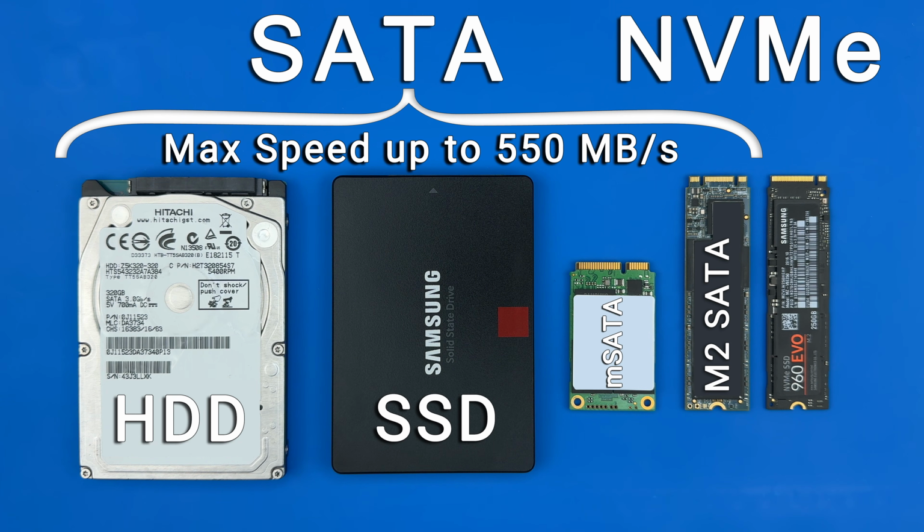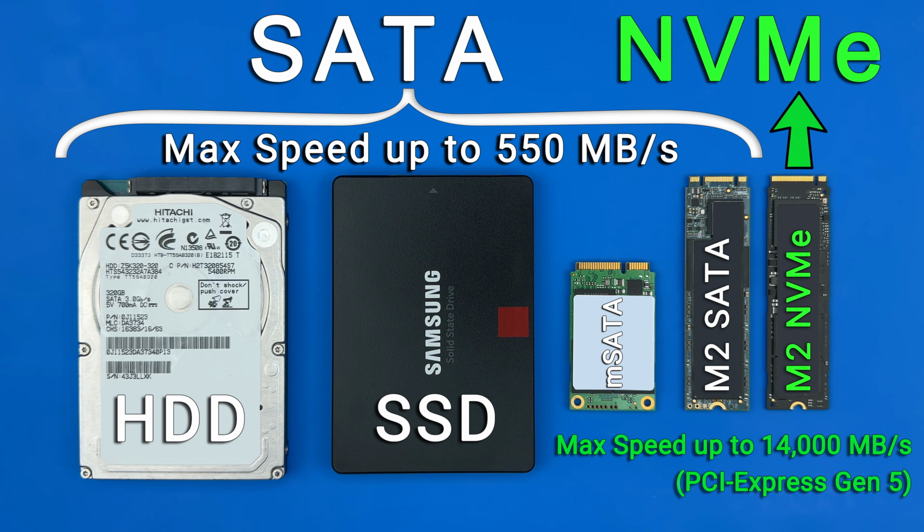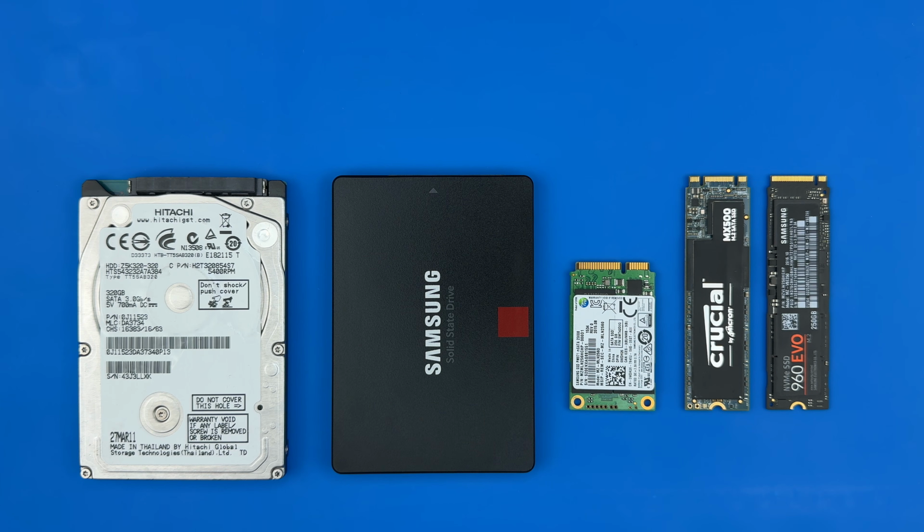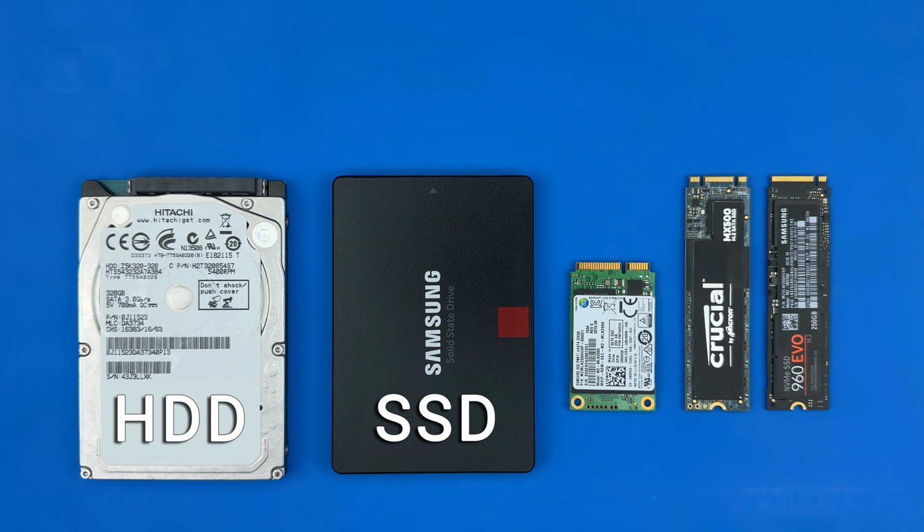However, the SATA interface is considered outdated technology, while the modern NVMe interface is specifically designed for SSDs to leverage the high speeds of PCI Express. The NVMe interface is significantly faster than SATA, with speeds reaching up to approximately 14,000 megabytes per second using PCI Express 5th generation. Let's start by explaining the difference between an HDD, hard disk drive, and an SSD, solid-state drive.